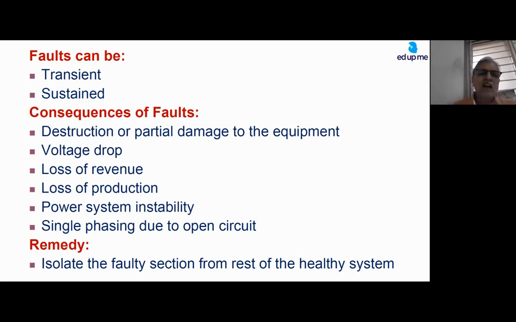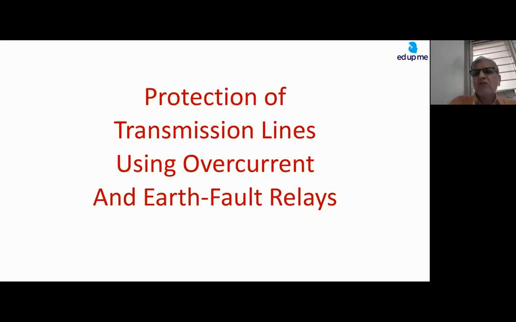And I have to talk about some 60 to 70 hours to teach how to do this most selectively and fast. We have to isolate the section very fast and very selectively. Selectively means only the smallest faulted portion has to be isolated. The healthy system should work as it is. The remnant of the healthy system should not be isolated.